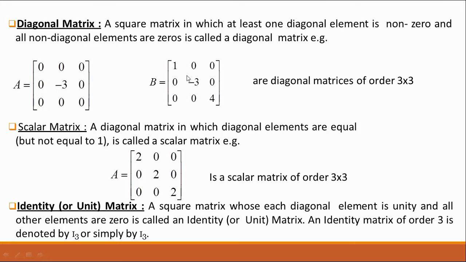Similarly, in this matrix, in the principal diagonal line, all elements are non-zero: 1, -3 and 4. So this matrix is also called a diagonal matrix.